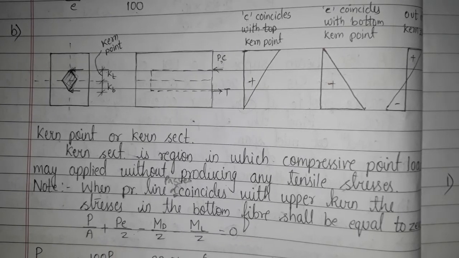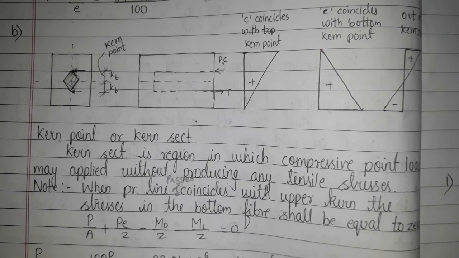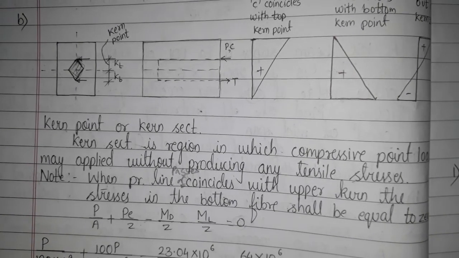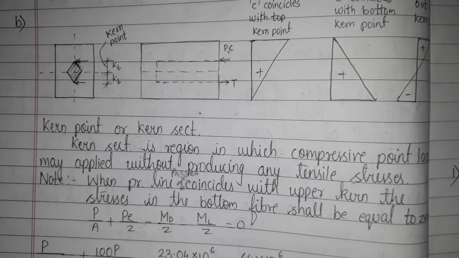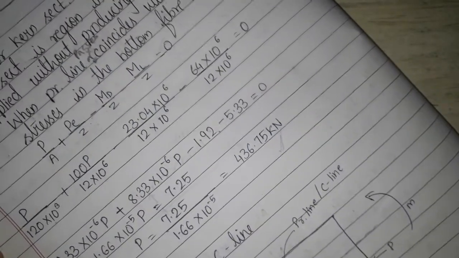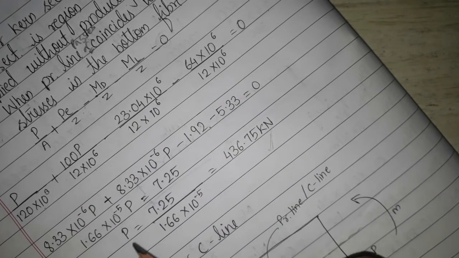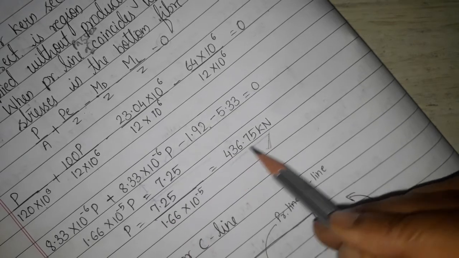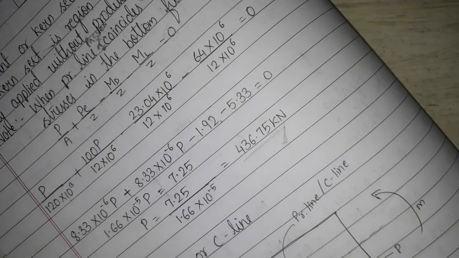So again, by substituting P by A, P by Z, MD by Z and ML by Z, and equating everything, when you solve you will get the value of P as 436.75 kilonewton. I'll show you here. So after solving and getting this final equation, you will get the value of P as 436.75 kilonewton. Okay, so this is regarding the load balancing method.